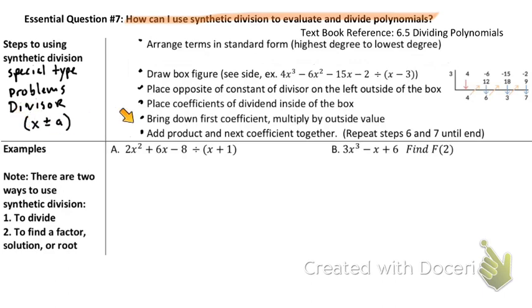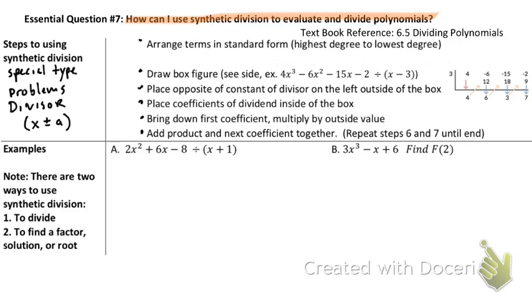So if you look at our example here, in example A, our divisor is x plus a number. That means we can use synthetic division. If this is anything else like 2x plus 1, we can't use it. x squared plus 1, cannot use it. So it only works for these types of divisors. Okay? So let's get started.